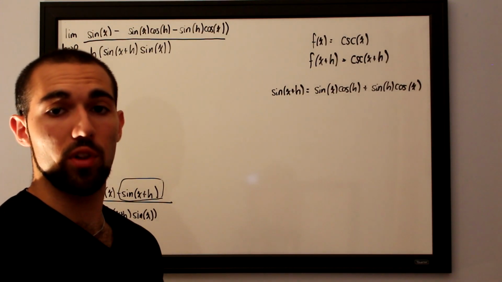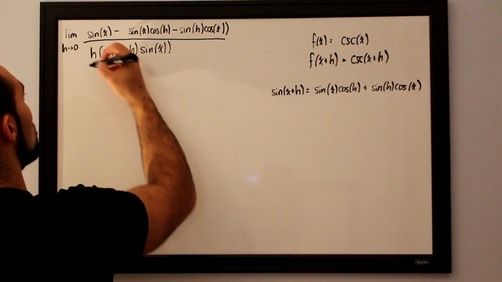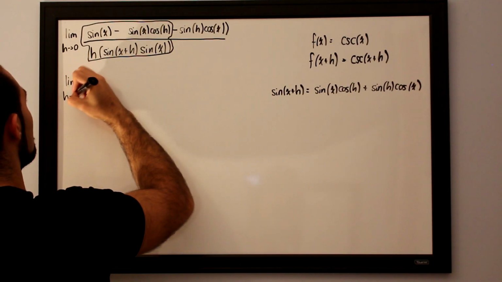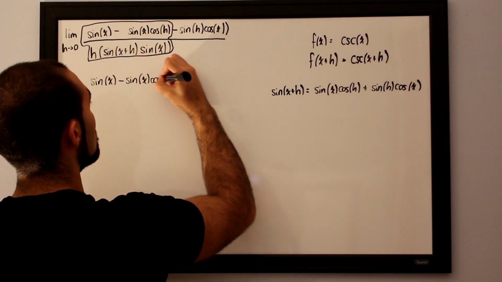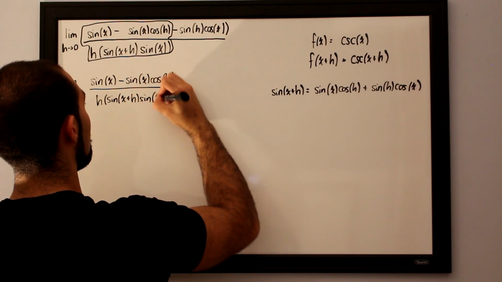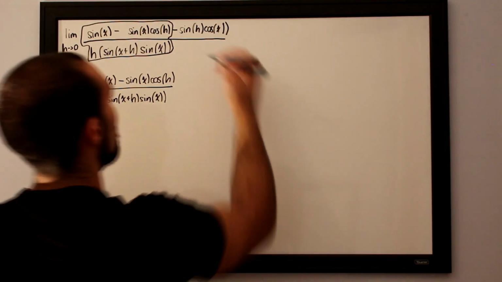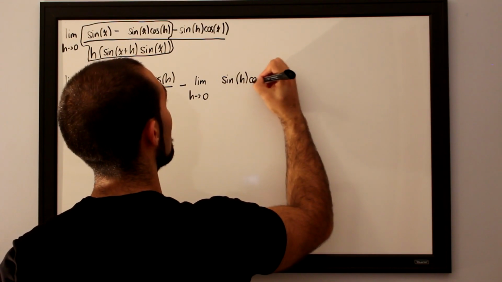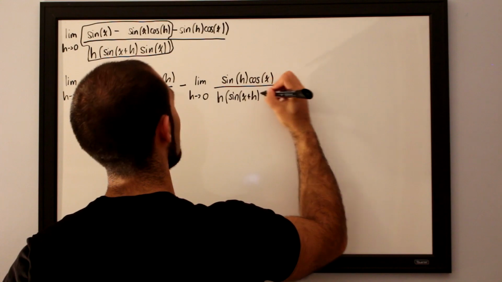Now what we want to do is split this up into different limits, just as we did in the secant example. So let's erase this. And we want to factor a sine of x out. So let's join these terms over here into one limit and then make whatever's left over a different limit. So we'll take the limit as h approaches 0 for sine of x minus sine of x cosine of h over h multiplied by sine of x plus h times sine of x. And we will have whatever is left over, which will be minus the limit as h approaches 0 for sine of h cosine of x over h multiplied by sine of x plus h times sine of x.